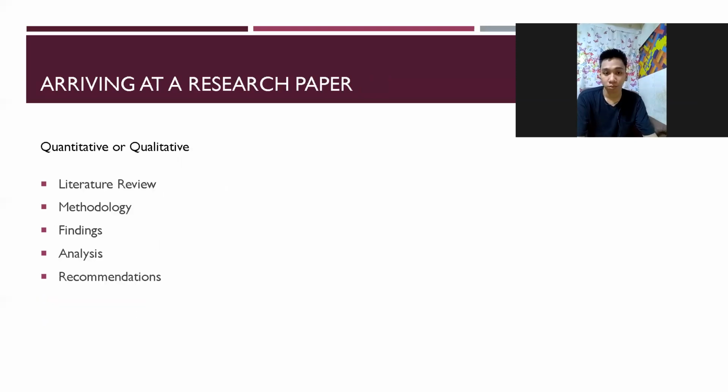So arriving at a research paper, there are two types of research paper, quantitative and qualitative. First is the literature review. The literature review is basically just referencing and citations. Next is methodology. This is where you discuss the methods, the techniques or analysis that you used to reach that answer, that conclusion. Next is findings, analysis, and recommendation.